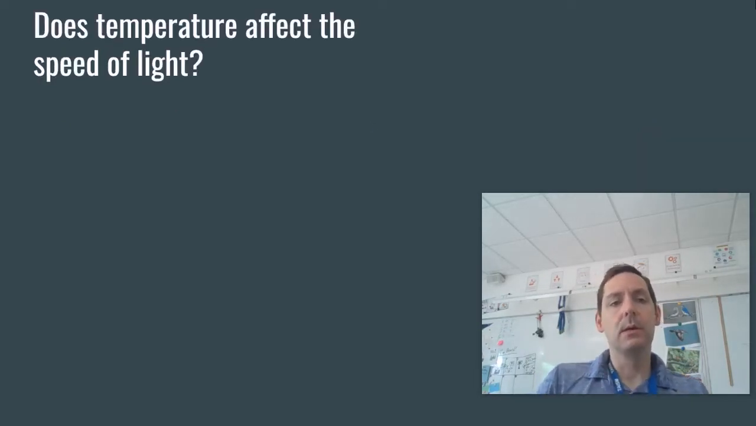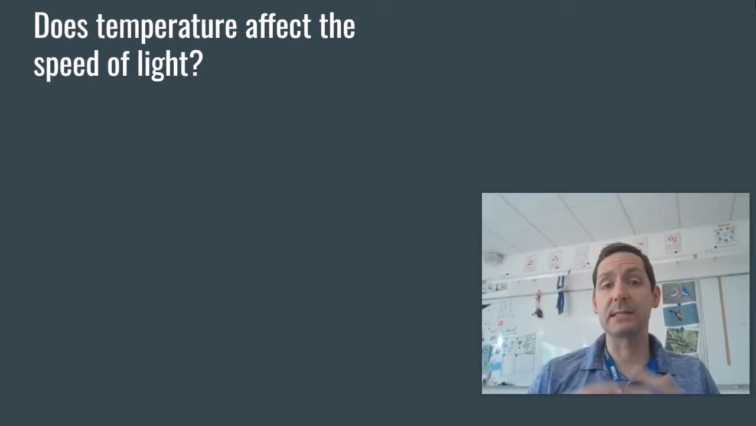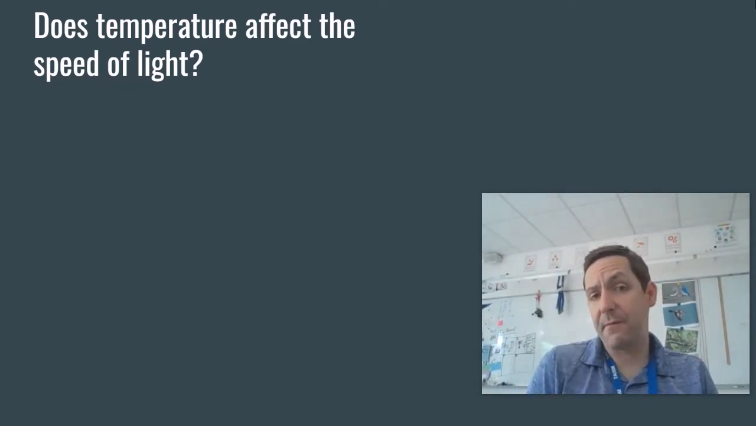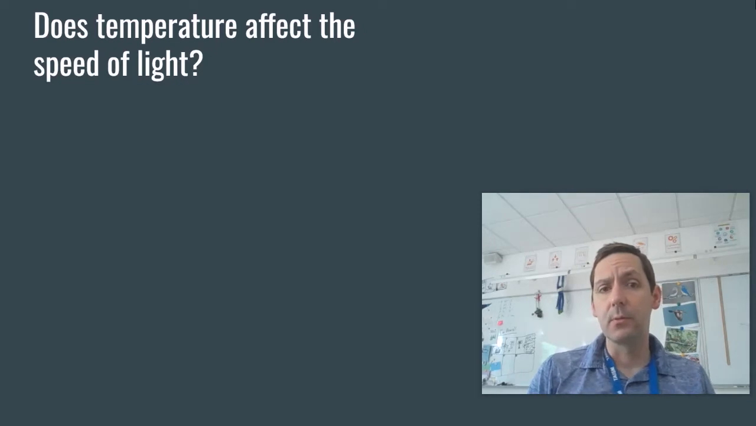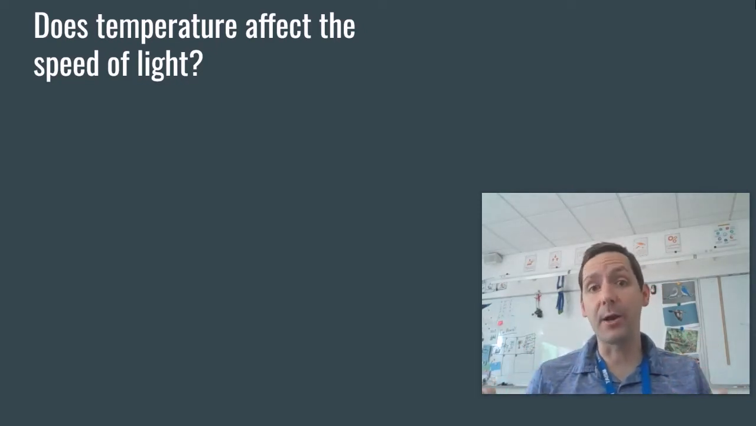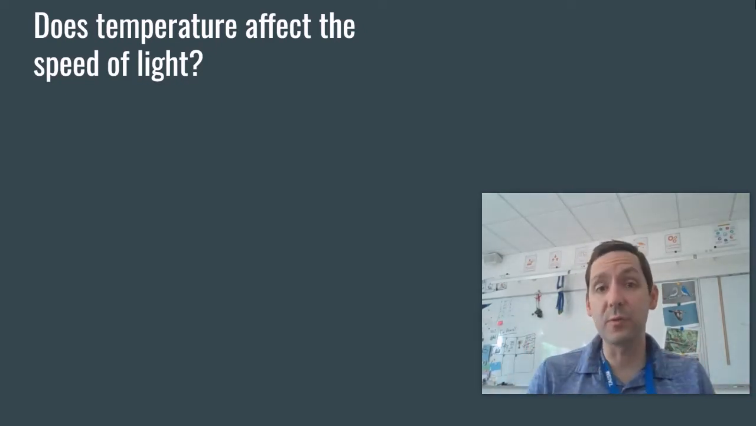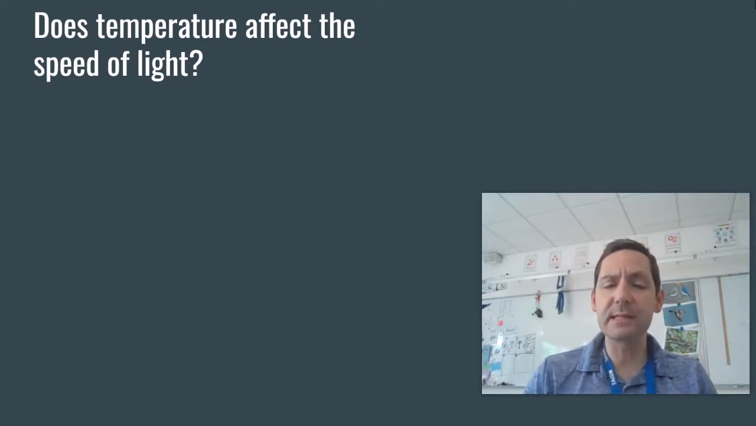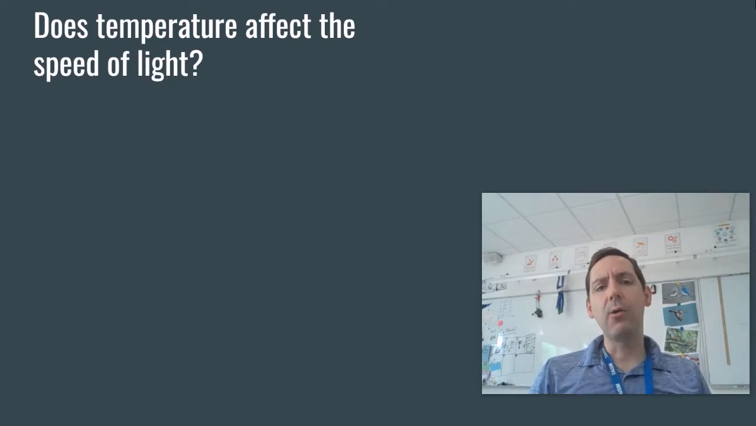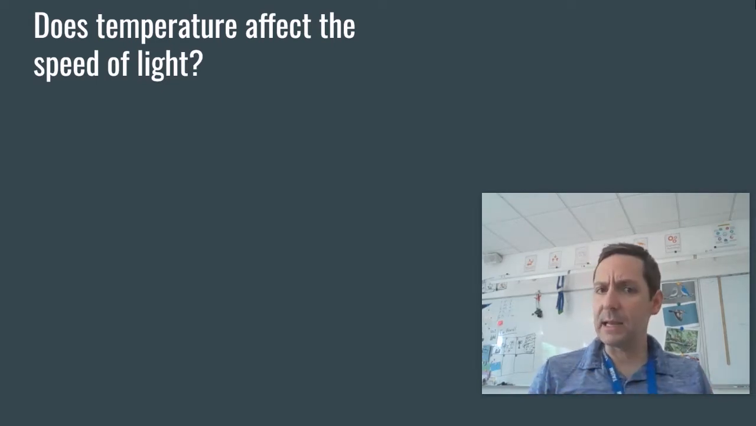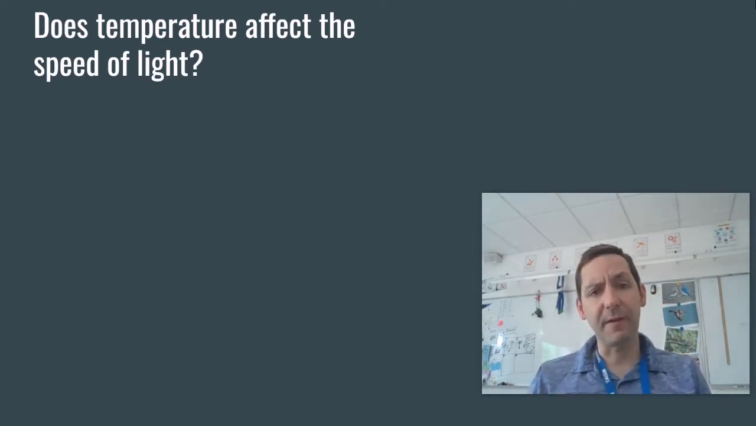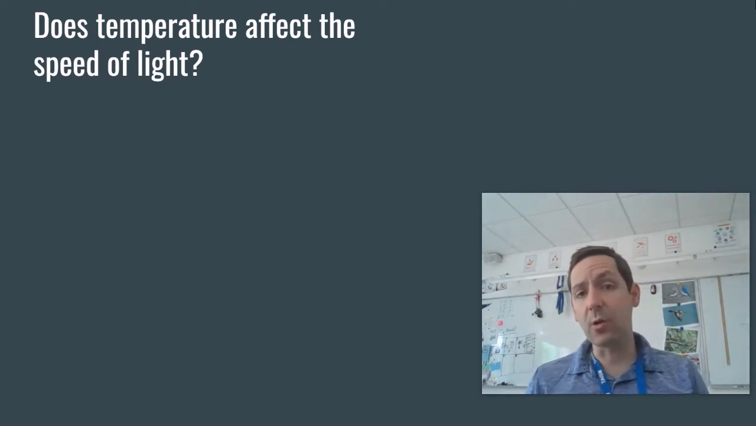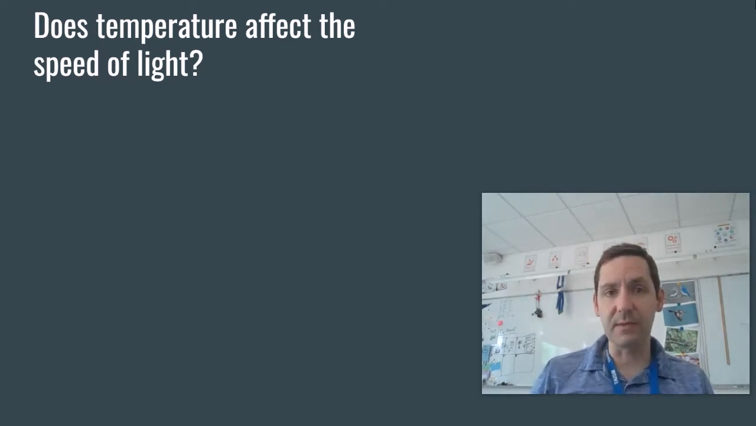All right. Now, one of the questions that I wanted to look at, and that people sometimes ask, is they say, well, temperature affects the speed of sound, right? As you make the air hotter, the molecules move faster, so sound moves faster, and it causes it to spread out more and bend and all the other things that we talked about in the previous unit. However, light doesn't require a medium. So does temperature affect the speed of light? And the answer is no. The temperature doesn't affect the speed of light.